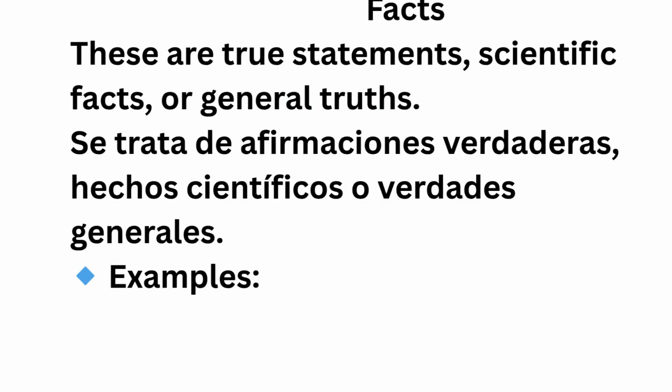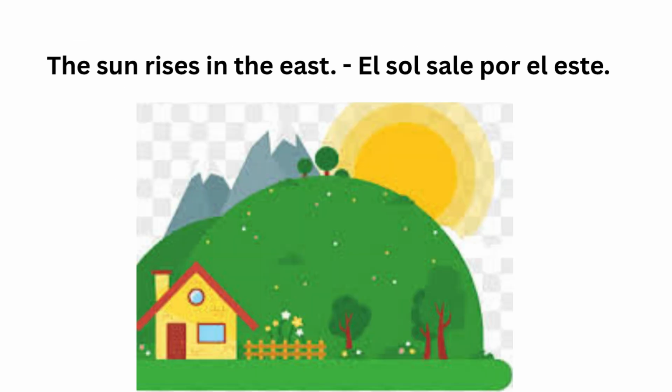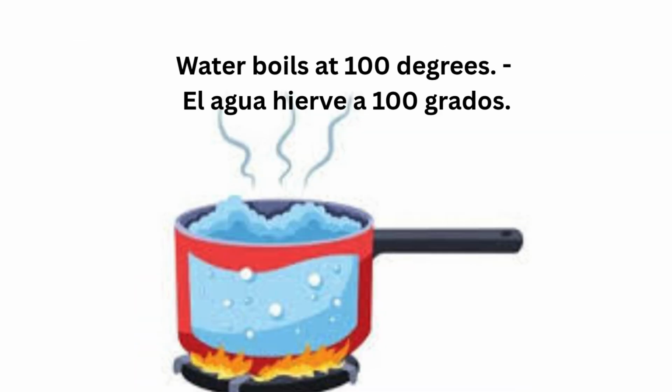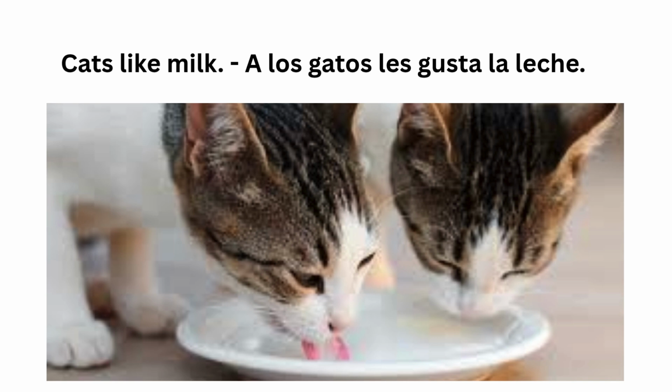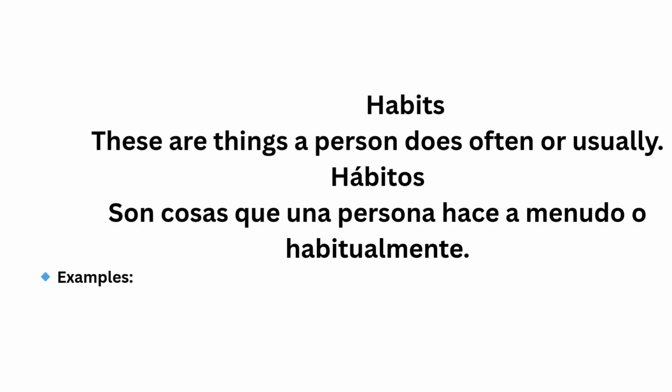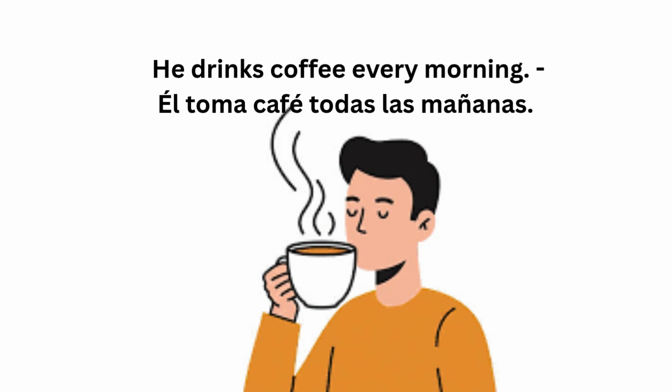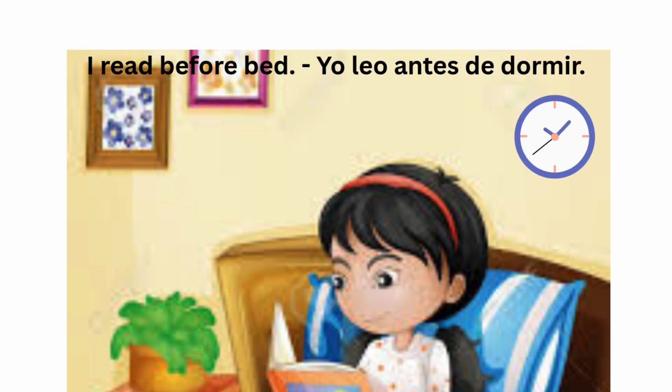Number 2. Facts. These are true statements, scientific facts, or general truths. Examples. The sun rises in the east. Water boils at 100 degrees. Cats like milk. Number 3. Habits. These are things a person does often or usually. Examples. He drinks coffee every morning. I read before bed. They walk to work.